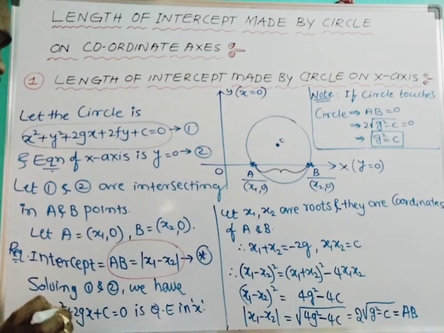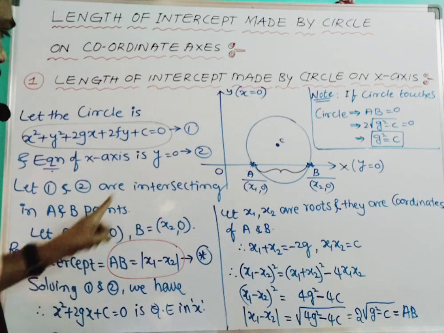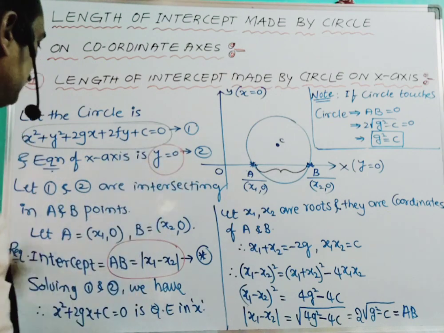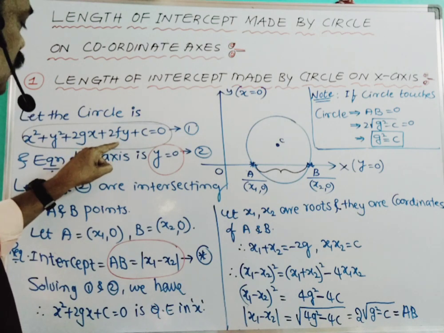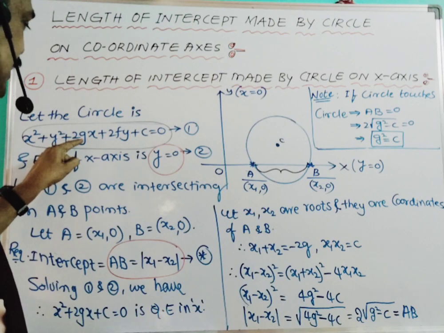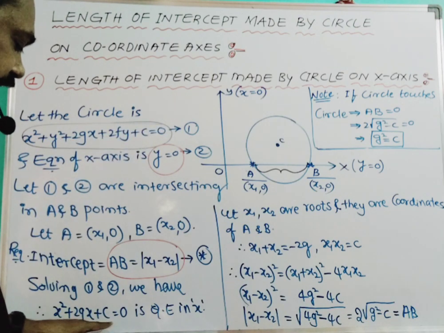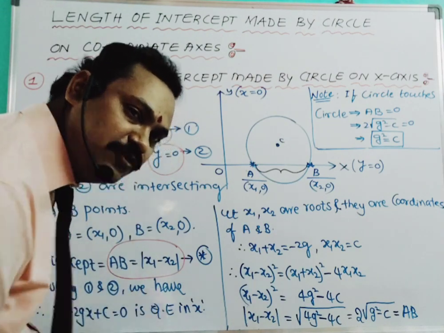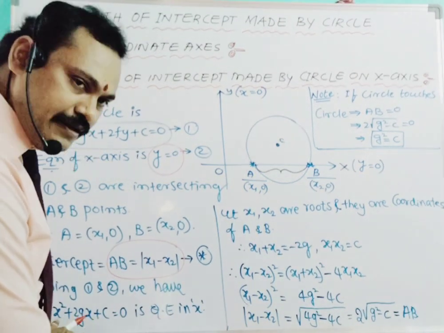Now I am solving equations 1 and 2. We have y equals 0 here. Directly I am going to replace y equals 0 in the general equation. y square becomes 0, 2fy becomes 0. Then it remains x square plus 2gx plus c equals 0. It is a quadratic equation in the x variable, right?